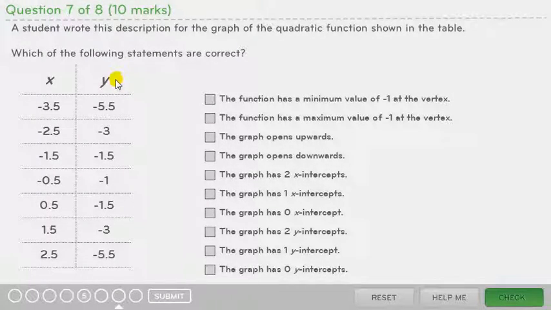In this question, you're being asked to analyze the table of values listed here, and to then pick all of the correct statements that go with that table of values.